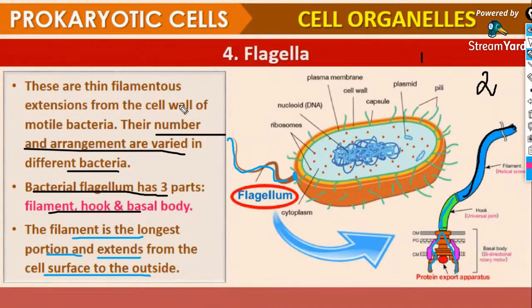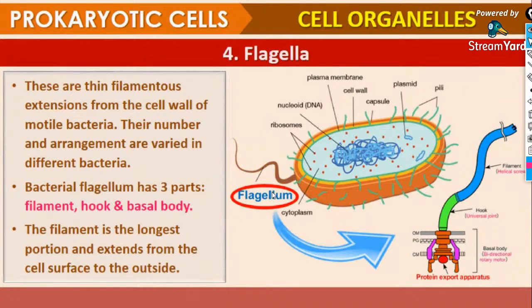We have said that flagella are present in the cell wall of motile bacteria. If there are non-motile bacteria, non-motile prokaryotes, flagella will be absent. In the case of motile bacteria, flagella are present. So that's all about flagella. It has three main parts, and the last point, that the filament is the longest portion extending from the cell surface to the outside, is a previous year question. Hope that's clear.